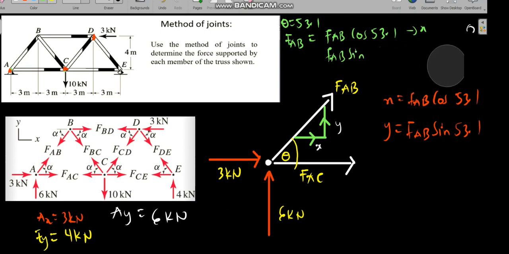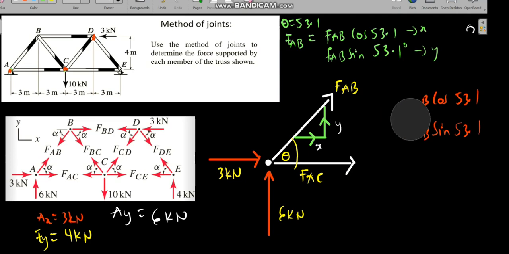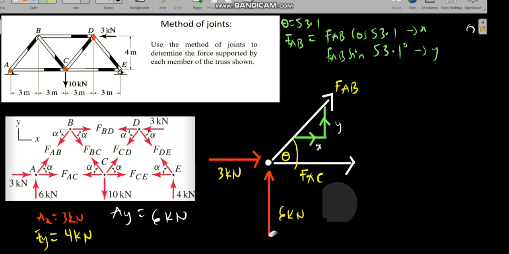Let me clean this part. Okay, so we got FAB sine of 53.1 degrees. This is for the y component. Okay, so now let's go ahead and write the equilibrium equations. I'm going to write the sum of the forces in the x direction and then the sum of the forces in the y direction. So let's consider the forces in the x direction. This is one of them, this is one, and this one is also one of them. So let's write it.